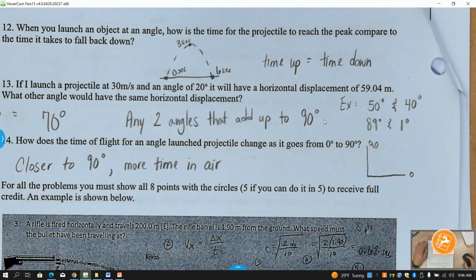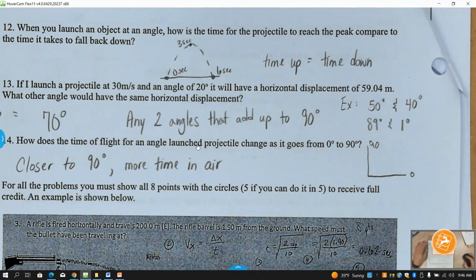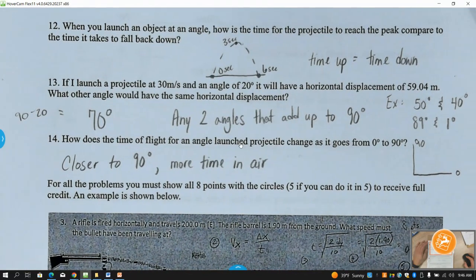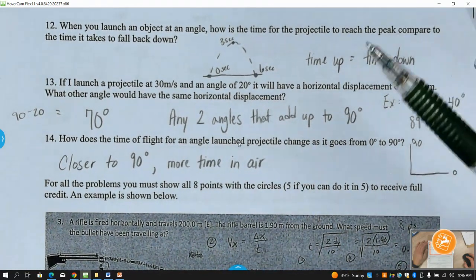What's the number after 70? Like it says equals 70 meters. I just did 90 minus 20.